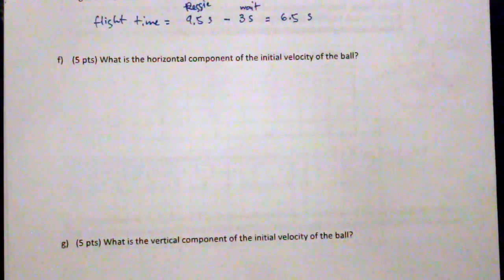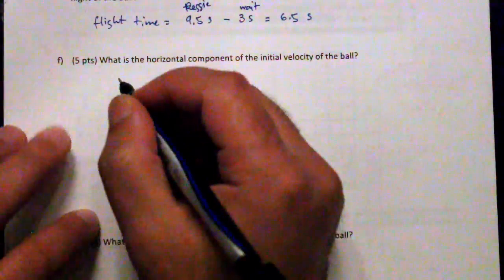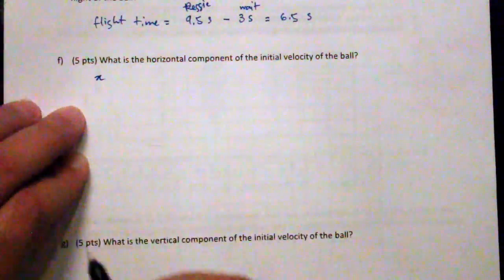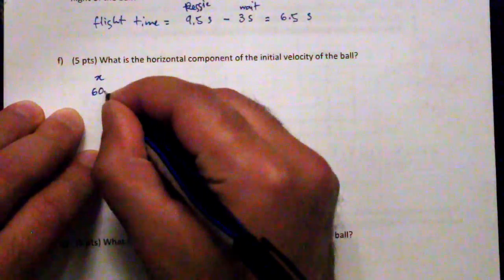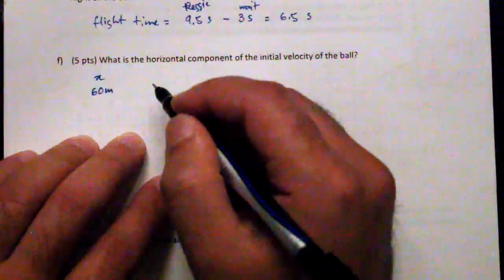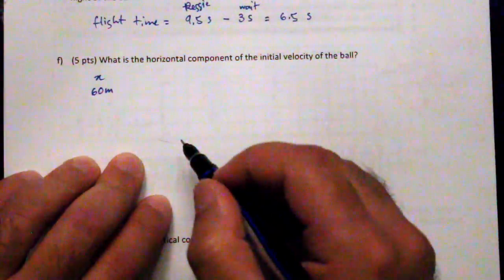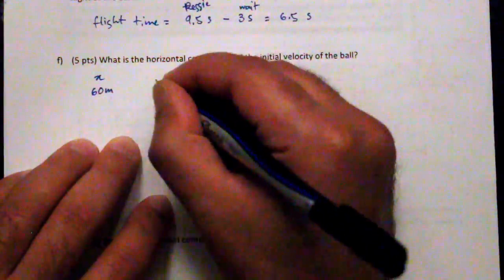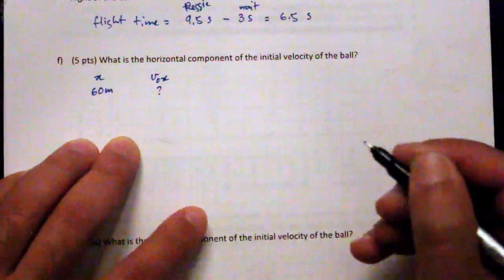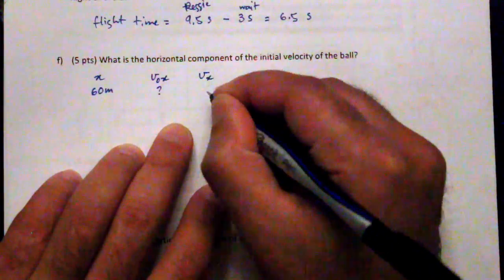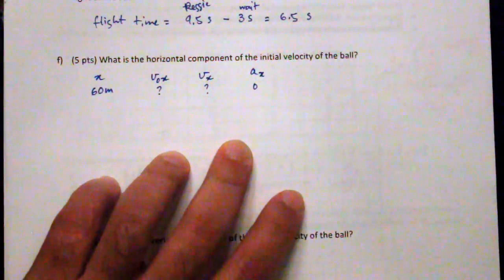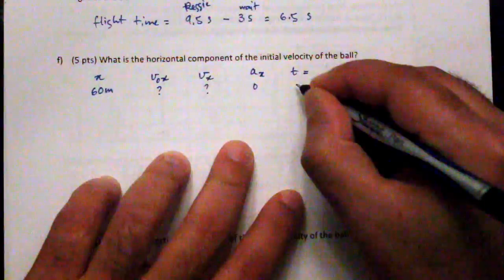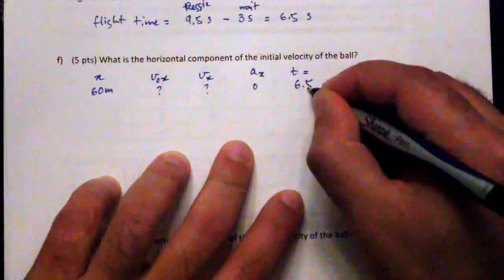So I have to think now, this is a 2D kinematic problem. It's a projectile problem in which I can write the x components of the kinematic variables. I know that x is the total distance, 60 meters. That's the range of the ball. I know the initial velocity is something that I don't know, that I'm looking for. And if I knew it, I would know this one as well. I know that there's no acceleration in x. And the total time of flight of the ball, I just calculated it. It's 6.5 seconds.